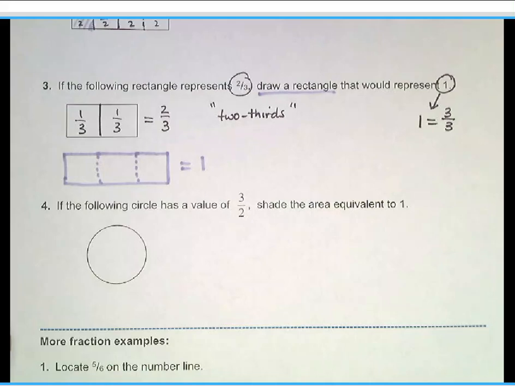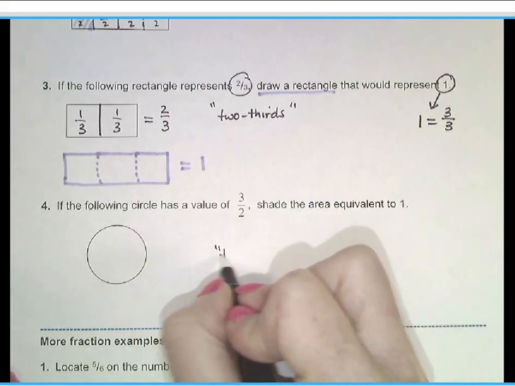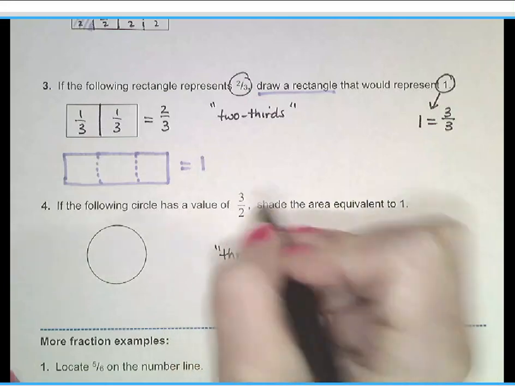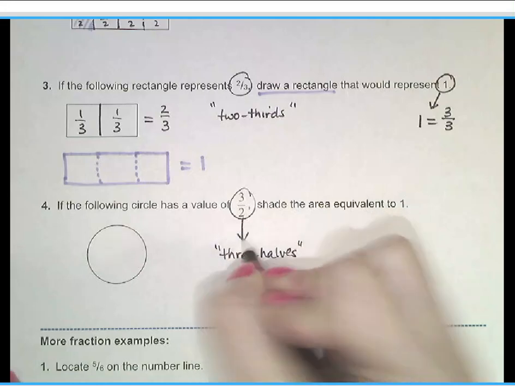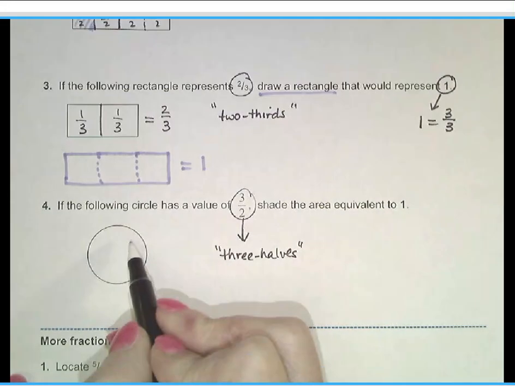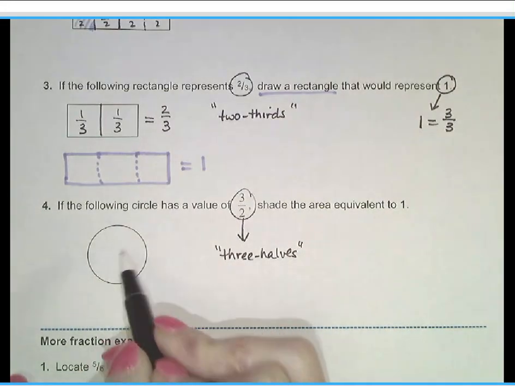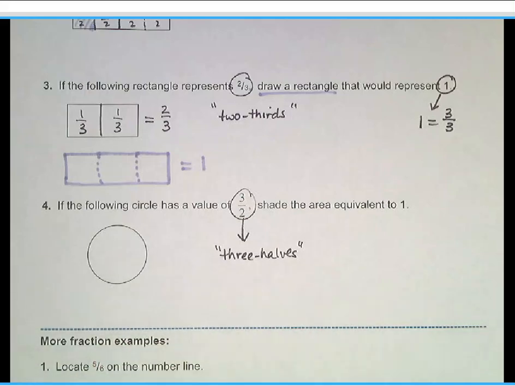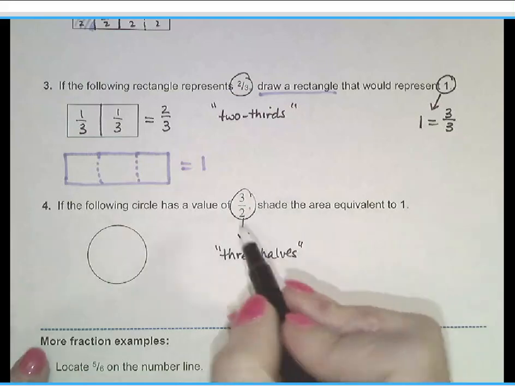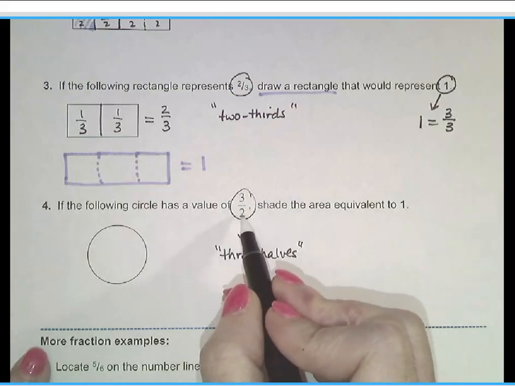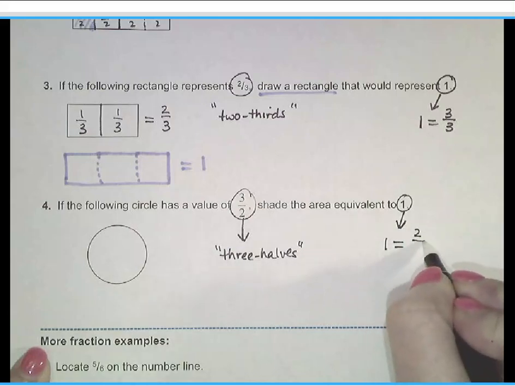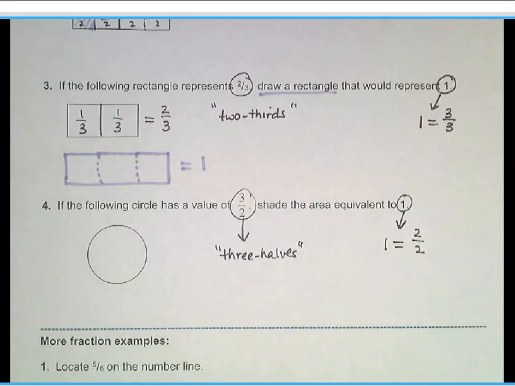How about this one? The following circle has a value of 3 halves. Okay, 3 halves. That's what this says, right? 3 halves. So there's 3 halves sitting in this picture. There's 3 of something, and the somethings are halves. In halves language, because our denominator is 2, what would 1 be equal to? Well, 1 would equal 2 halves.